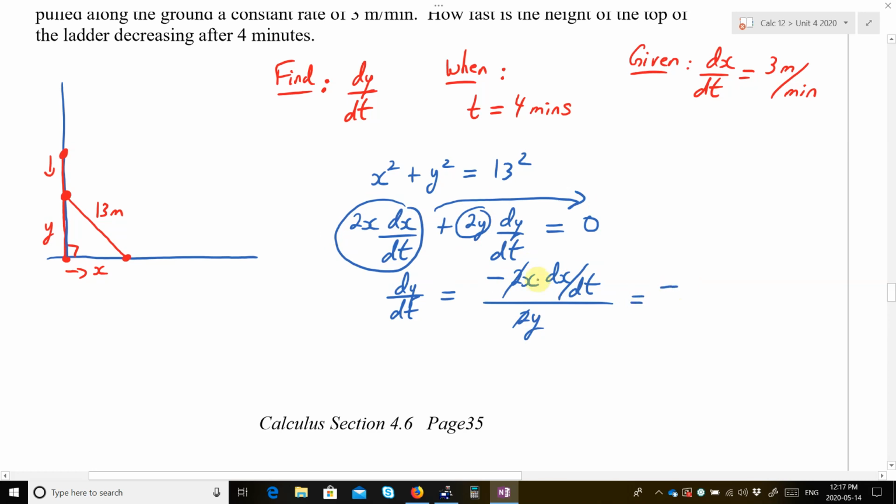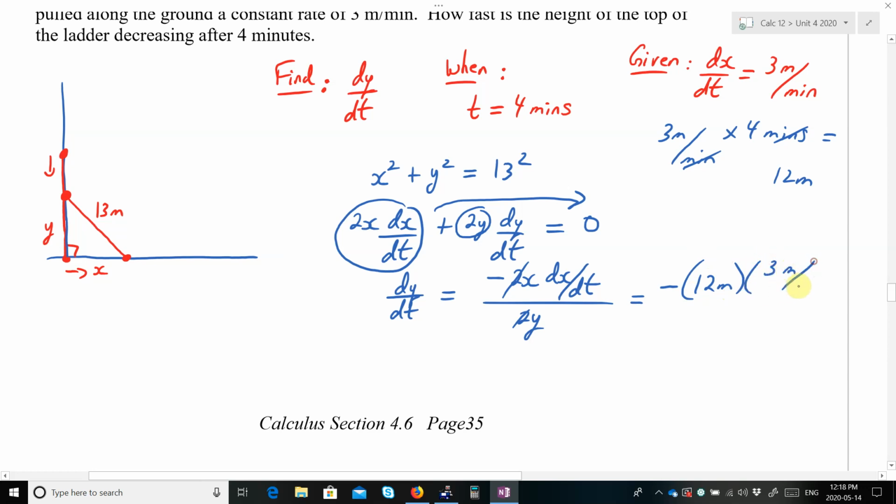Ooh, we have to figure out what x is after 4 minutes, okay? And then subsequently what y is. So the change in x with respect to time is 3 meters per minute. So the x distance will be the rate of change times the number of minutes, times 4 minutes. Minutes will cancel, we'll be left with 12 meters. Okay, so the x is 12 meters.